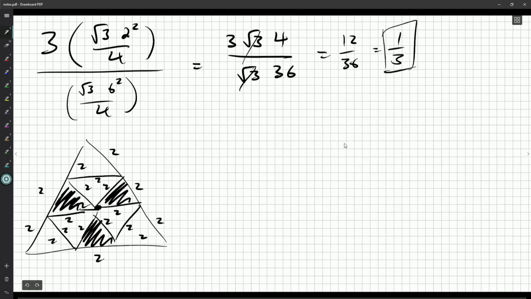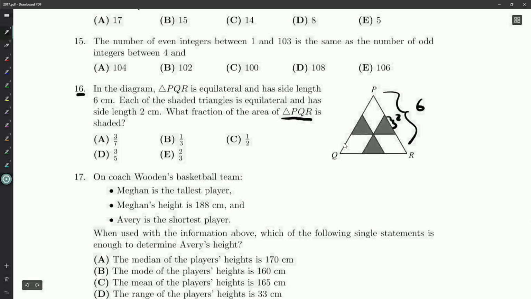So I've got 3 shaded out of 9 total. This works because they're all the same triangle, all the same area. And so once again, we get an answer of 1/3. So there's 3 ways to do the question. I thought of 2 off the bat, and then as I was talking about it, I thought about the area formula, which you may or may not know. Either way we choose to do the question, we get an answer B.